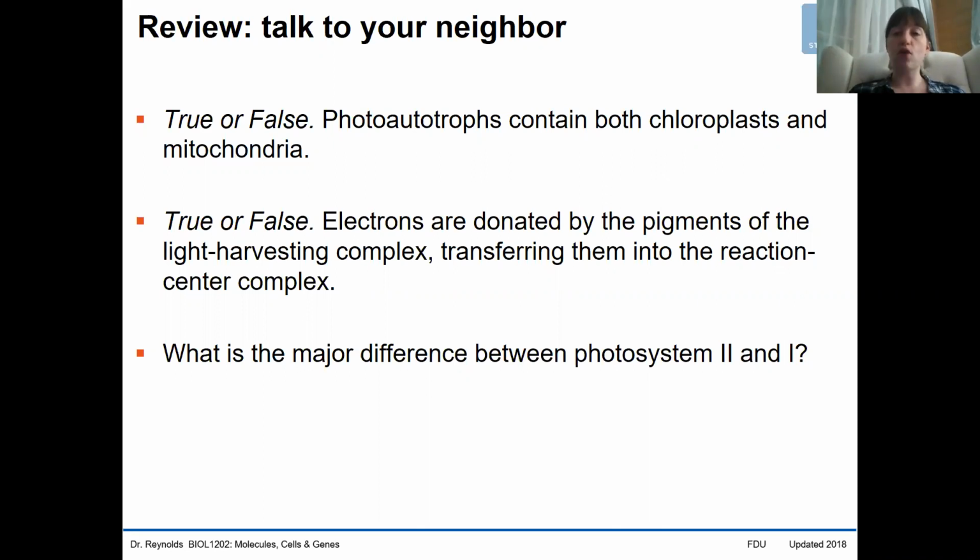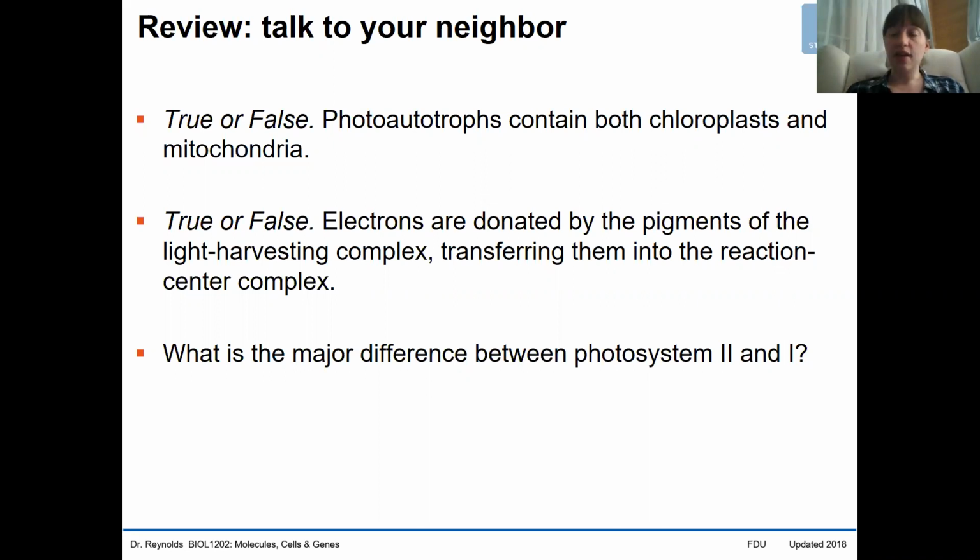So even though photoautotrophs need chloroplasts and have chloroplasts to be able to do the job of creating molecules from light and from water, they also need to have mitochondria in order to be able to break them down when they need them for ATP. So true or false, electrons are donated by the pigments of the light harvesting complex, transferring them into the reaction center. This is false. Light harvesting pigments, A, cannot pass electrons, they can only pass energy.